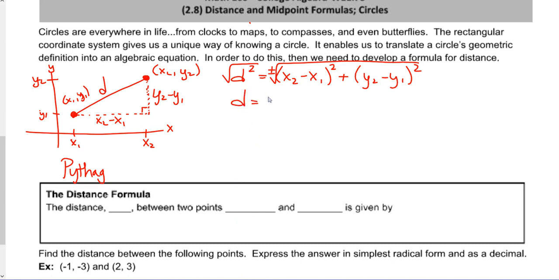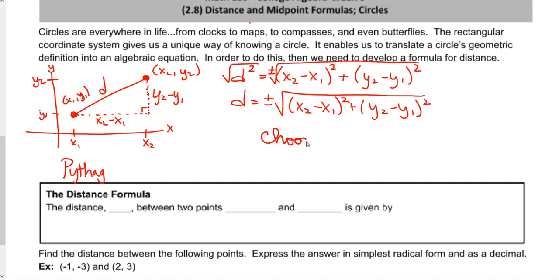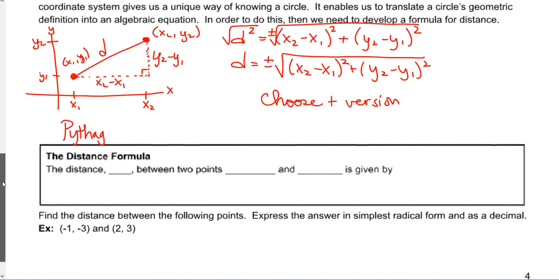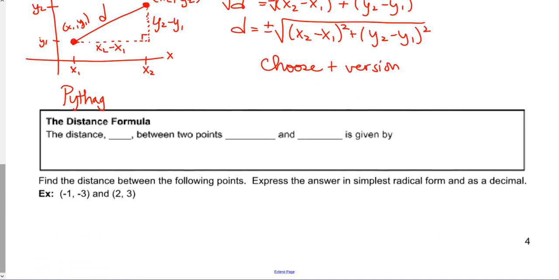So technically, D is equal to plus or minus the square root of all of this: x2 minus x1 quantity squared plus y2 minus y1 quantity squared. But if you recall, distance is a positive number. So what I'm going to do is choose the positive version here, okay? And that's what we're going to get right down here in our distance formula.